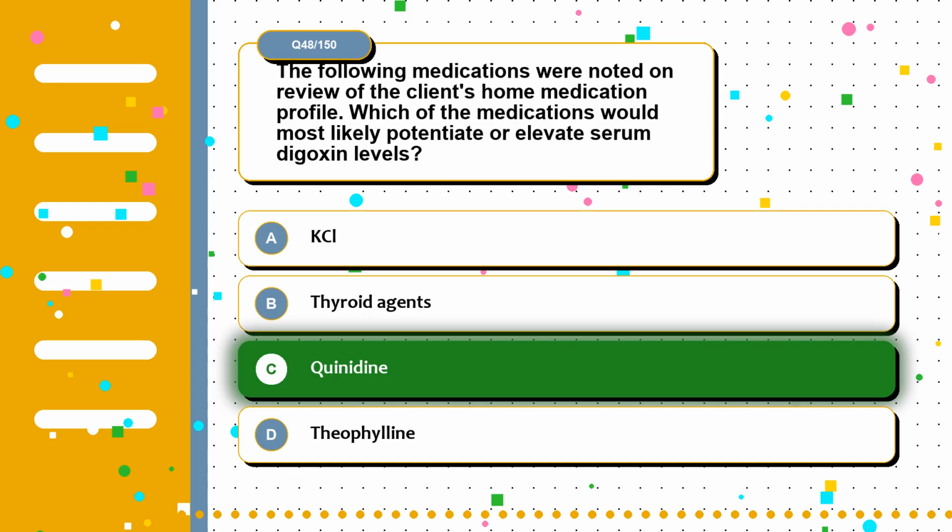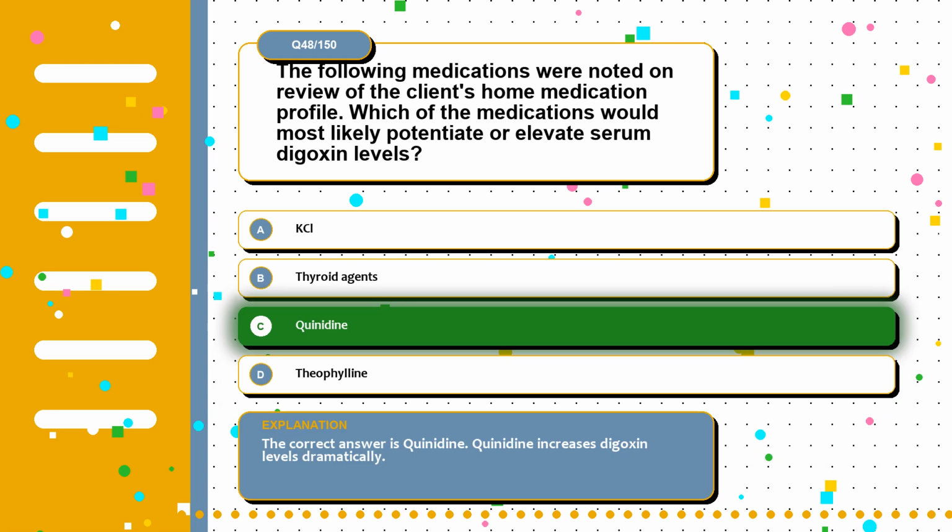The correct answer is option C. Quinidine. Quinidine increases digoxin levels dramatically.